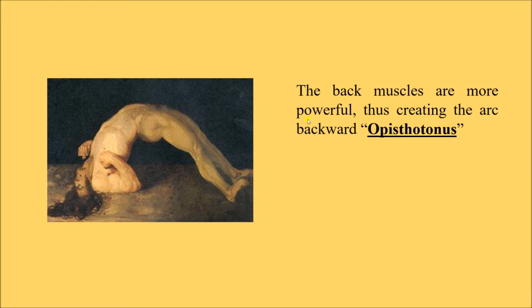Here in this photo or image, you can see the back muscles are more powerful, thus creating an arc backward. So if there is contraction of the back muscles, the person basically bends like a bow. This is known as opisthotonos position.